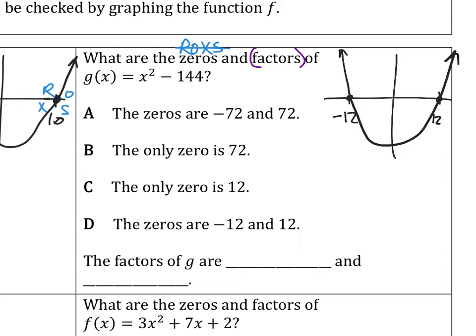Okay, not helpful to say right there and just point across the room. Where? D, at 12 and -12, because those zeros are the roots. We just want to know where it crosses the x-axis, which means that the factors are x plus 12 and x minus 12.